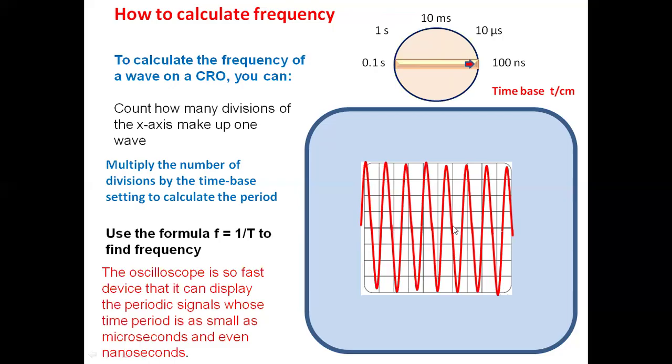We count the total number of waves with a clear boundary and the total number of boxes. So there are 1, 2, 3, 4, 5, 6, 7, 8, 9, 10 boxes. And how many waves are there in these 10 boxes? 1, 2, 3, 4, 5, 6, 7, and this is half a wave. 7.5 waves are occupying 10 boxes. So let us see how to find out the frequency of this wave. The time base setting is 100 nanosecond per centimeter.